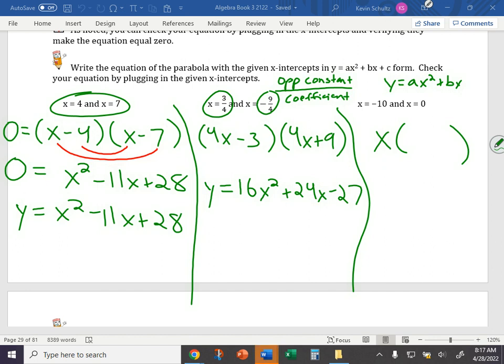And what's going to go inside of our parentheses? What expression would give us -10 as an x-intercept? Right? X plus 10. Right? Because -10 is what made that expression equal 0. That's why it's an x-intercept. We distribute, and y equals x squared plus 10x is our equation.